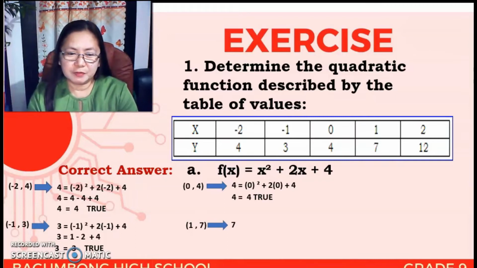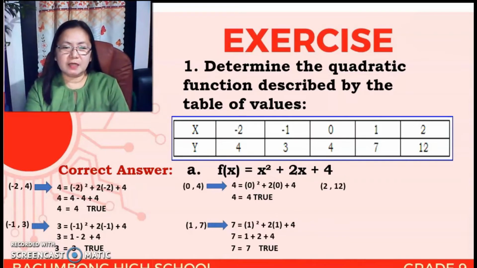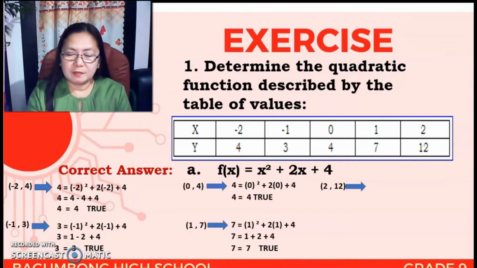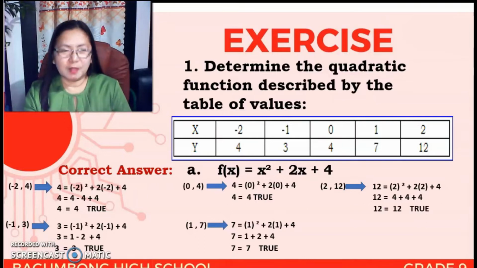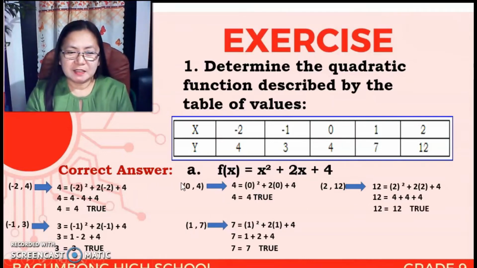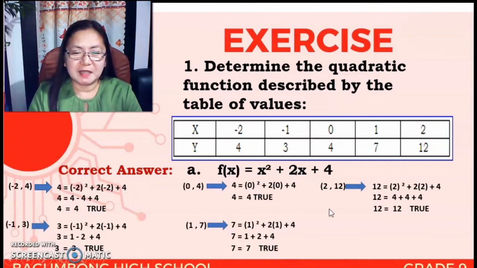And the fourth ordered pair, 1 and 7, substitute in the given quadratic function. 7 is equal to 1 squared plus 2 times 1 plus 4. Simplify. So 7 is equal to 1 plus 2 plus 4. That is 7 is equal to 7 is true. And for the last pair, 2, 12. 12 is equal to 2 squared plus 2 times 2 plus 4. Simplify. 12 is equal to 12 is true. So meaning to say, the answer, which is letter A, is correct. So very good for those who got the correct answer.